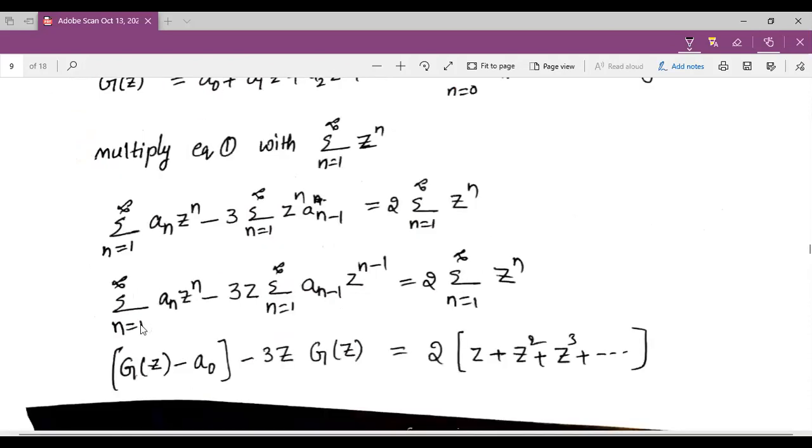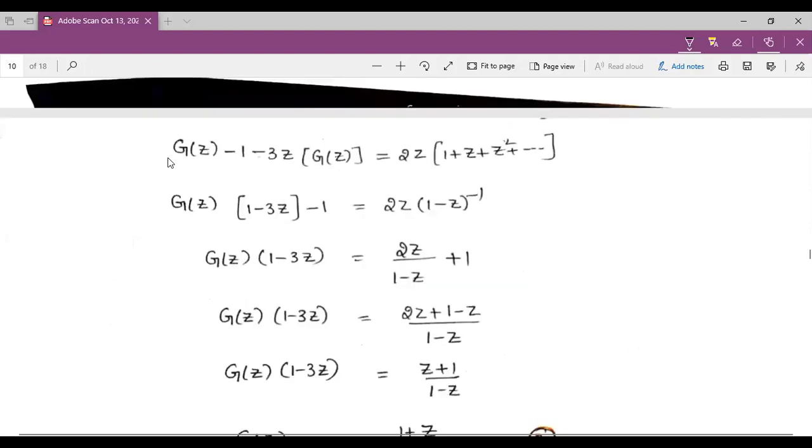So here we replace the sequence: g of z minus a naught minus 3z into this total series is equal to g of z. Okay, that is equal to 2 into, so here the expansion z plus z square plus z cube plus and so on.